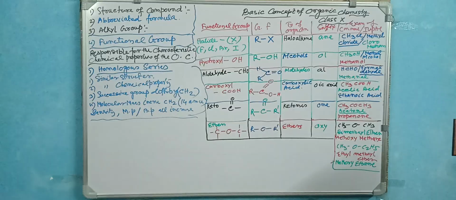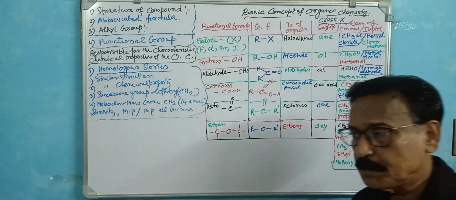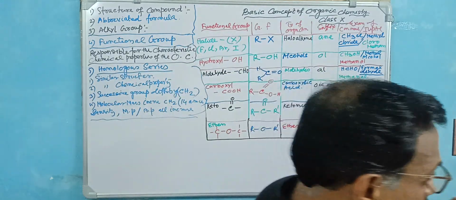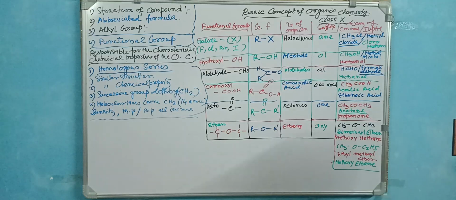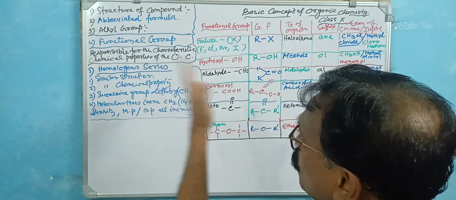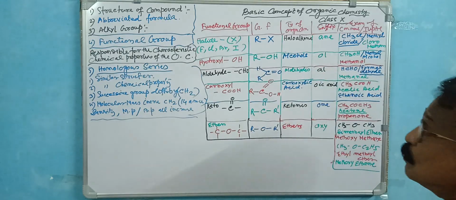Today I will discuss the continuation of the basic concepts of organic chemistry. This is specially for ICSE, CBSE or West Bengal Board class 10. Okay, we already discussed the alkane and other types of properties. Now I will write down the last few things for the basic concepts of organic chemistry.